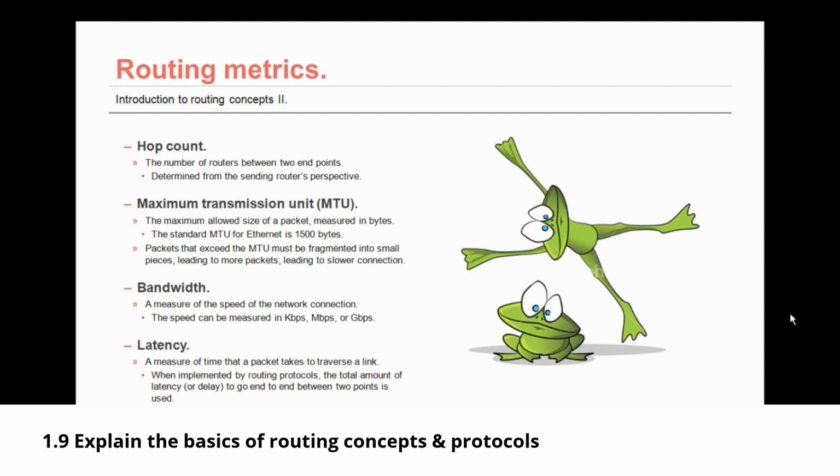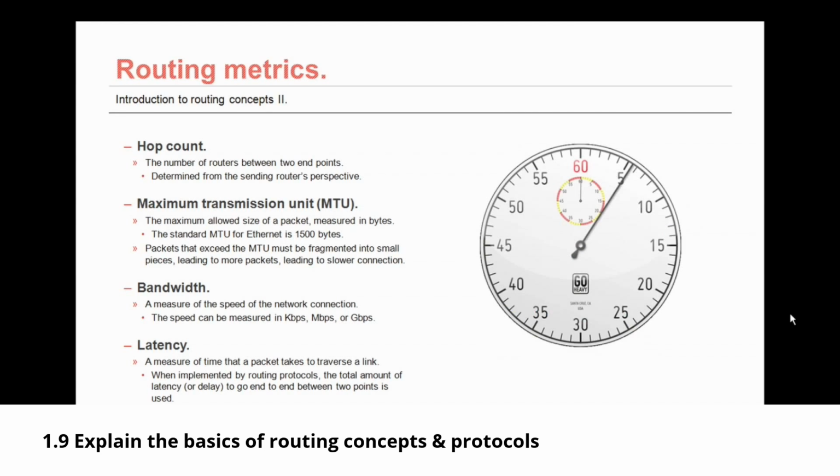The maximum transmission unit, or MTU, is another metric that is used by routing protocols. The MTU is the maximum allowed size of a packet, measured in bytes, that's allowed through an interface. The standard MTU for Ethernet is 1500 bytes. Packets that exceed the MTU must be fragmented into smaller pieces, leading to more packets, leading to a slower connection. Bandwidth is another common routing metric.